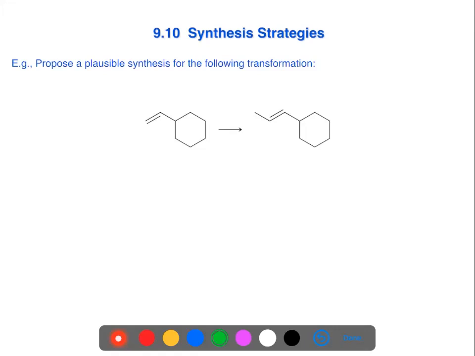Then we can increase the carbon skeleton size, and then from that larger alkynyl substituent, we can reduce that in a controlled manner to give us this particular alkene. So let's put that into practice. Let's look at our synthetic route for this particular question.